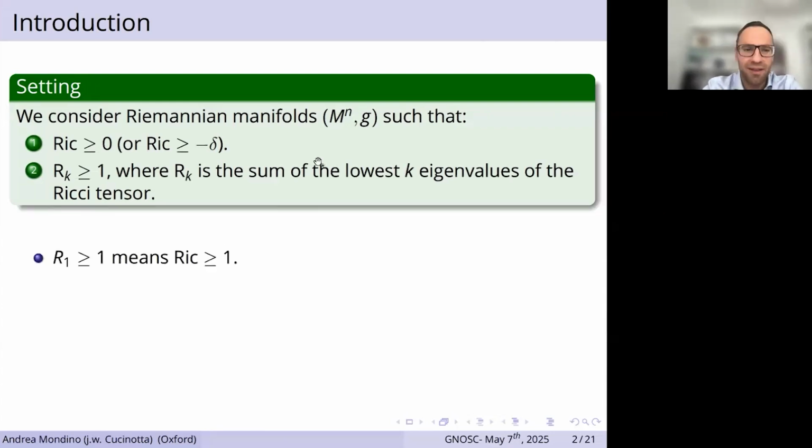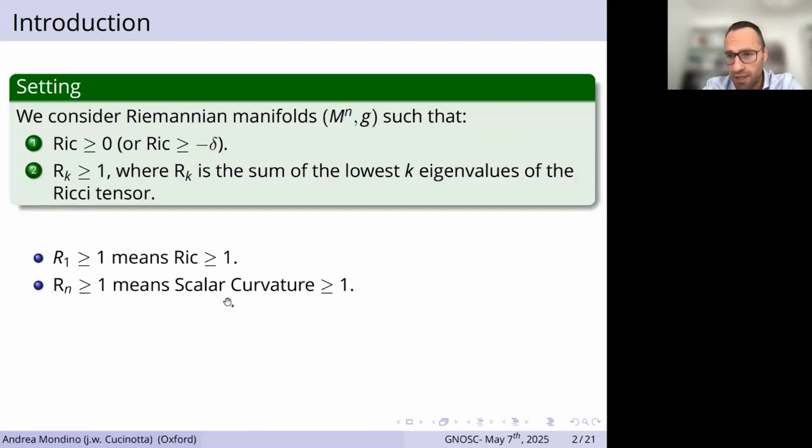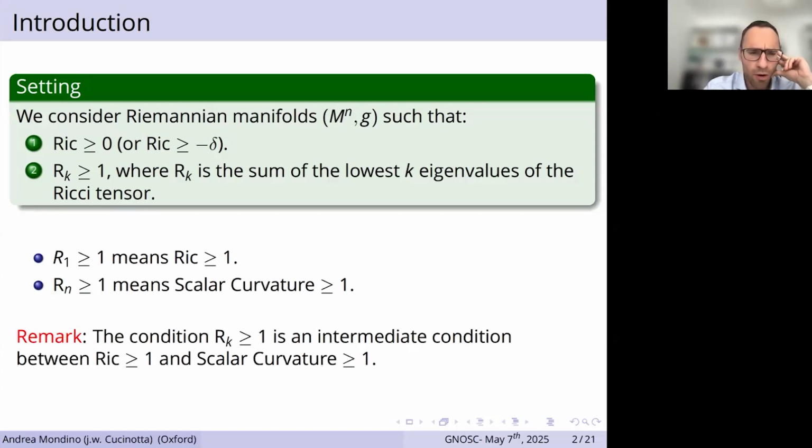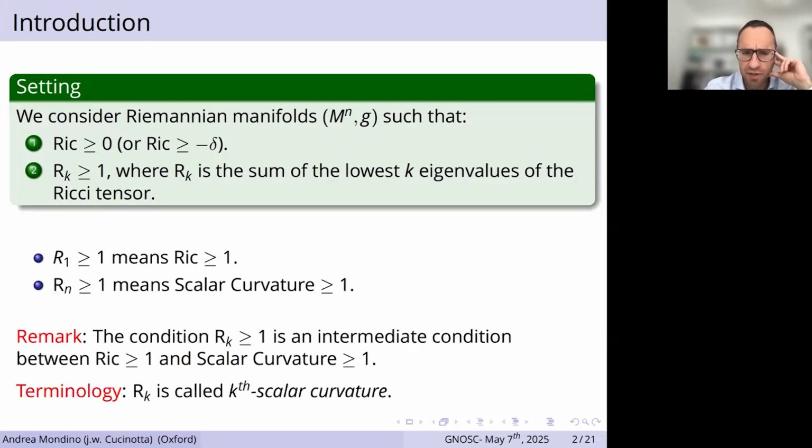Of course, having R1 bigger than 1 means that the Ricci is bigger than 1, and when k is equal to n, this means that the scalar curvature is positive. So this Rk is an intermediate condition of positivity between positive Ricci and positive scalar curvature. As a matter of terminology, we will call this Rk the kth scalar curvature. So positive R1 is positive Ricci, positive Rn is positive scalar curvature.